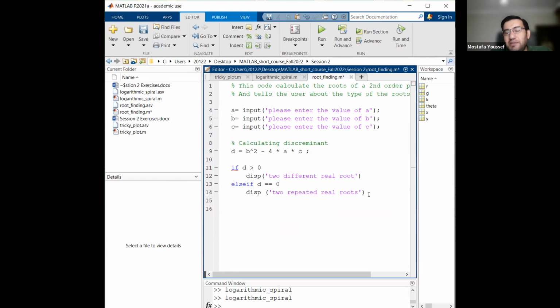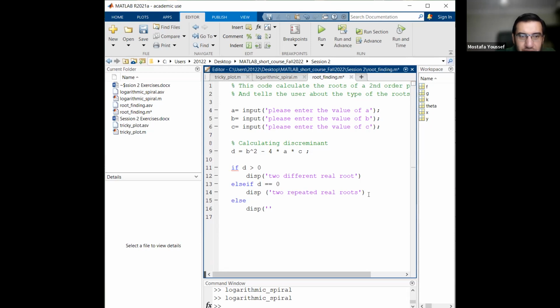Now, the last piece is up to you. You can put it as else, and that's the only remaining possibility. So the d is either greater than 0 or equal 0 or less than 0. So else is the last possibility. Or if you want to be explicit about it, you should say else if d is less than 0. Okay, so I'm going to leave it as else.